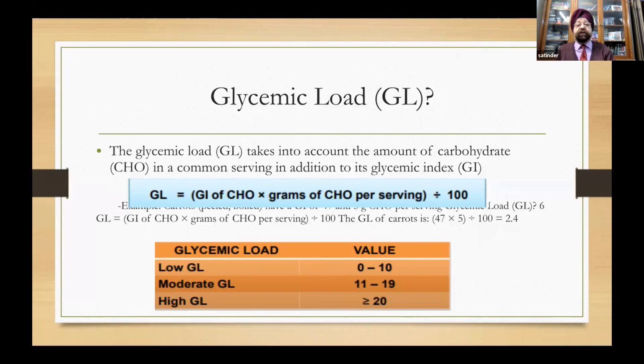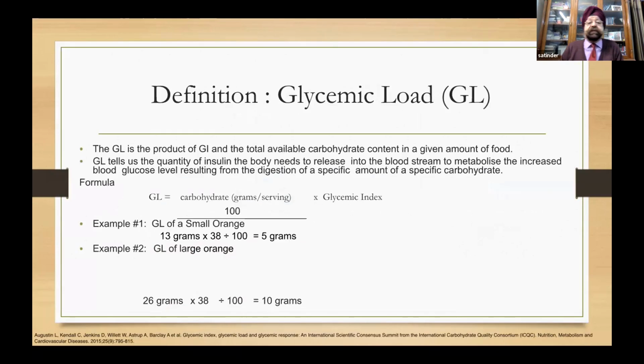Watermelon would have a glycemic index of, I think, 72 or 73, but the glycemic load is very low because in a portion of watermelon, the amount of carbohydrate is much less as compared to white rice or something. The glycemic load: low values are 0 to 10, moderate 11 to 19, and high glycemic load is more than 20. Again, we have talked about it and you can see a difference.